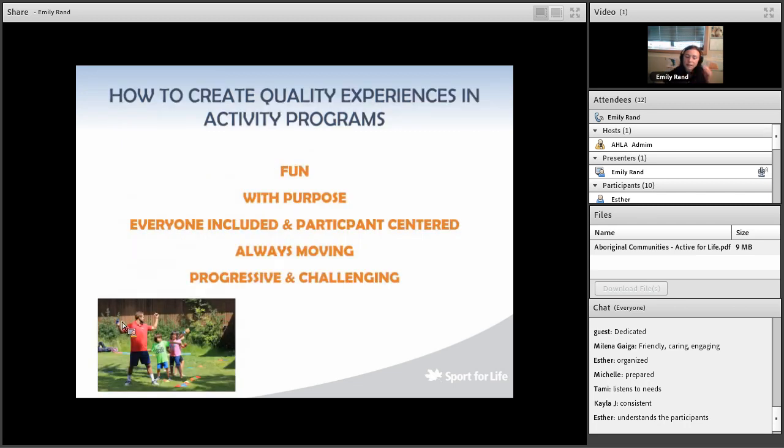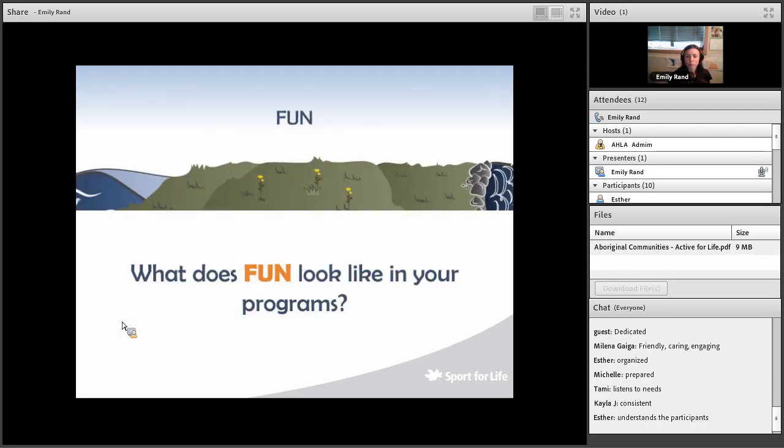So now that we have more of an idea of what a good leader looks like, I'm going to move into the 5 principles or ideas that really create quality experiences in activity programs. Those 5 would be making your programs fun, making them with purpose and consistency, which someone highlighted earlier, making sure that everyone is included and participant-centered, making sure that your participants are always moving, and having activities within your programs that are progressive and challenging. So you're pushing your participants to become better. Now we're going to look at each one of those a bit more.